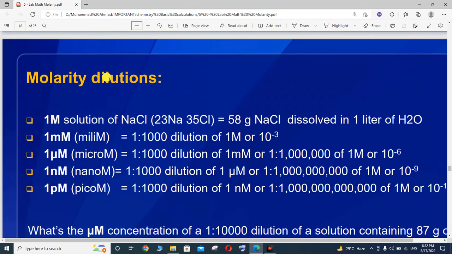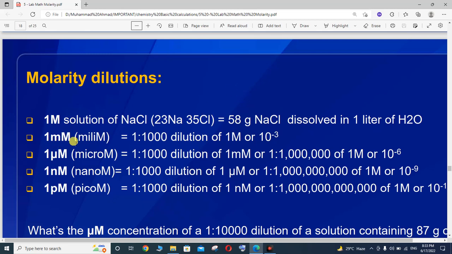Now come toward molarity dilutions. For example, a 1 molar solution of NaCl is equal to 58 gram NaCl, which must be dissolved in 1 liter of water. So if you have a 1 molar solution of NaCl, it must contain 58 gram NaCl, dissolved in 1 liter of H2O or water. Sodium is 23, chlorine is 35, so it becomes 58 gram.